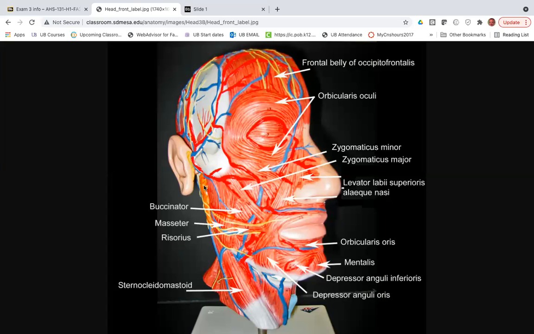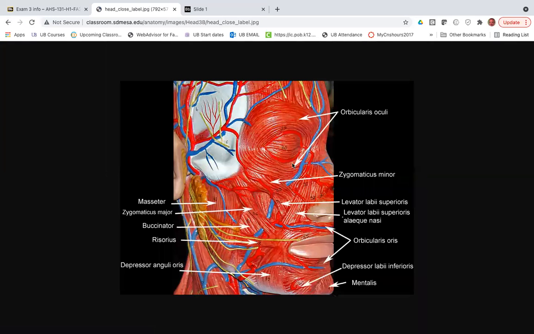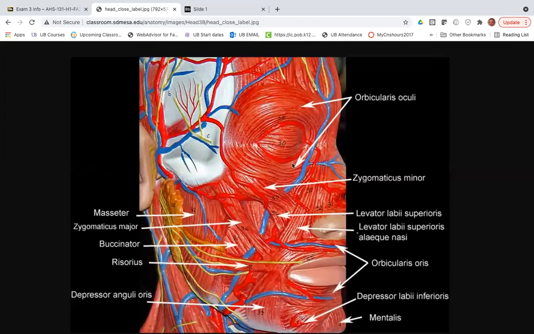Here's the parotid gland. This larger muscle is the masseter. And then deep where that circle was on the other picture, that's the trumpet muscle, the buccinator. There's your sternocleidomastoid. Okay, let's zoom in a little bit.